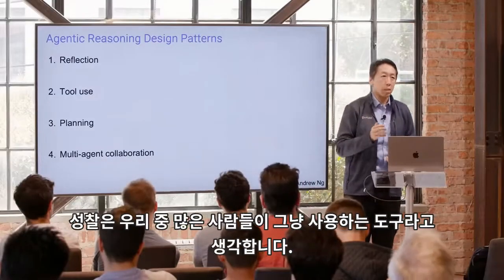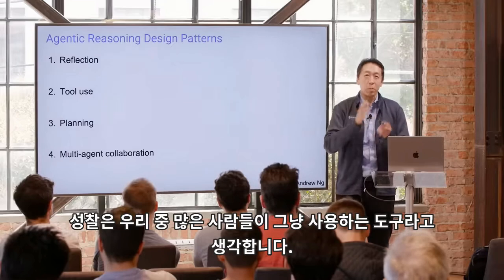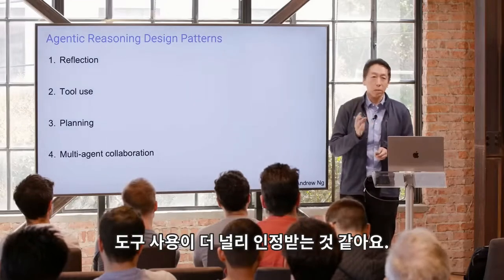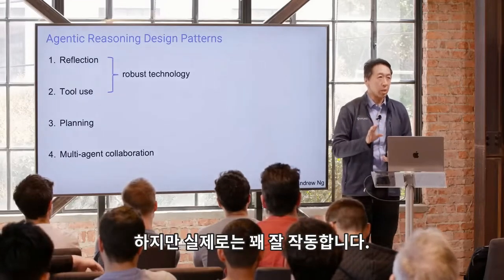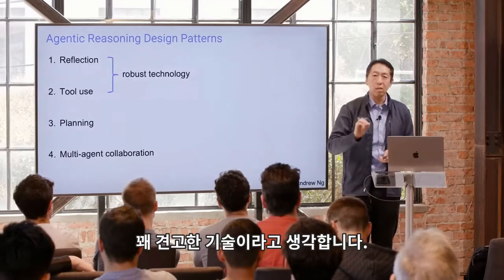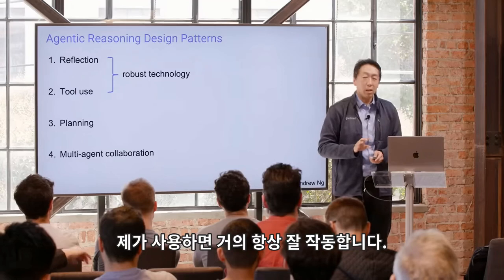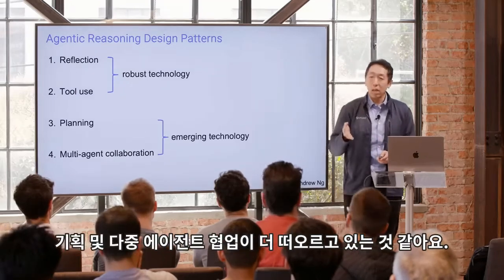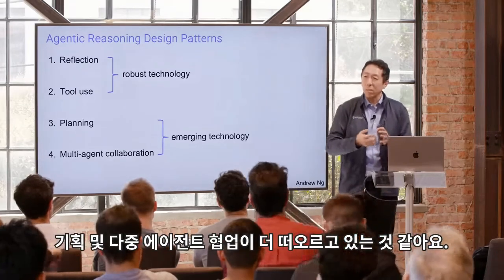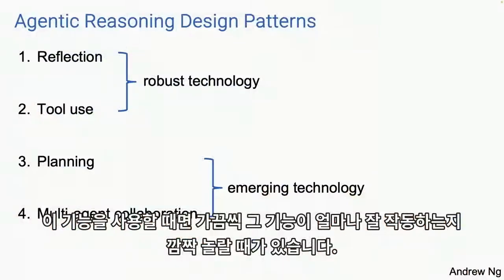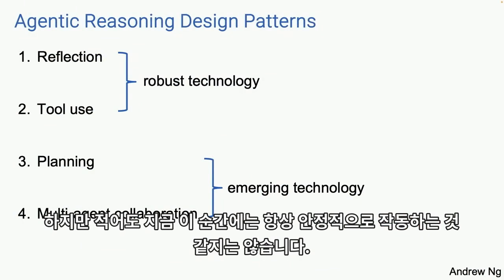Reflection is a tool that I think many of us should just use. It just works. Tool use, I think, is more widely appreciated, but it actually works pretty well. I think of these as pretty robust technologies. When I use them, I can almost always get them to work well. Planning and multi-agent collaboration, I think of as more emerging. When I use them, sometimes my mind is blown by how well they work. But at least at this moment in time, I don't feel like I can always get them to work reliably.